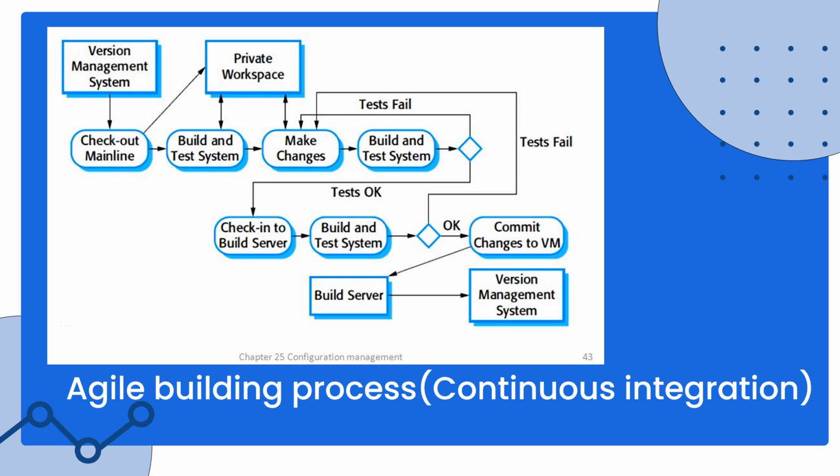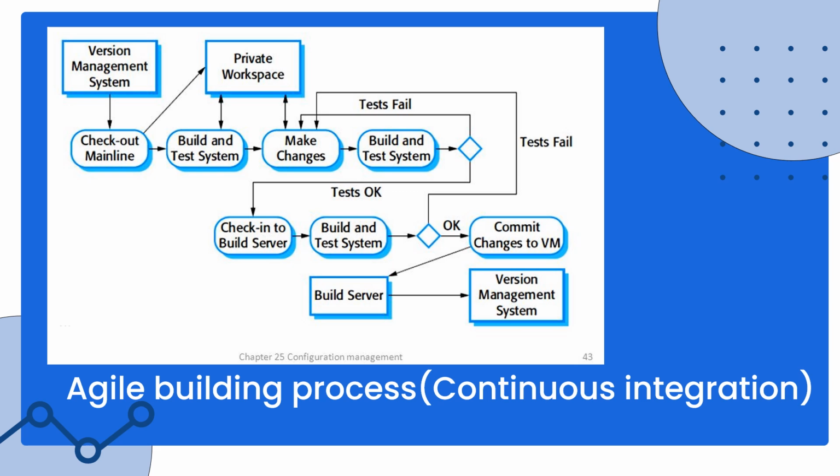The developer then makes changes to the system components, then builds the system in private workspace and reruns system tests. If the test fails, they continue editing. Once the system has passed its test, they check into the build system but do not commit it as a new system baseline.